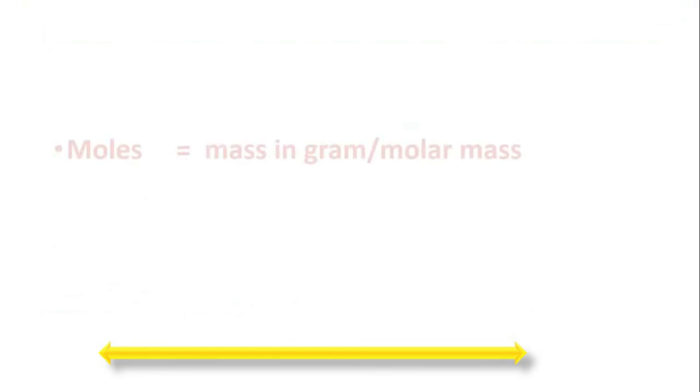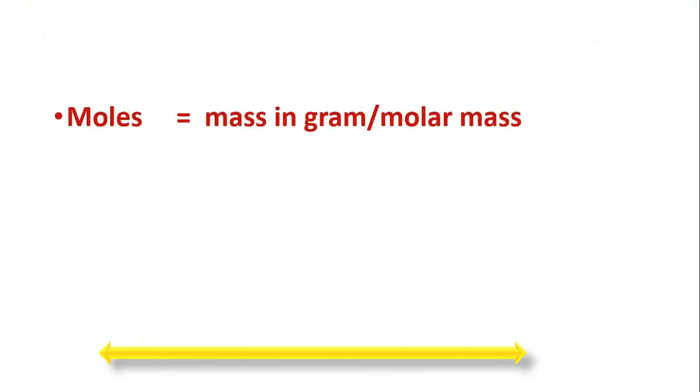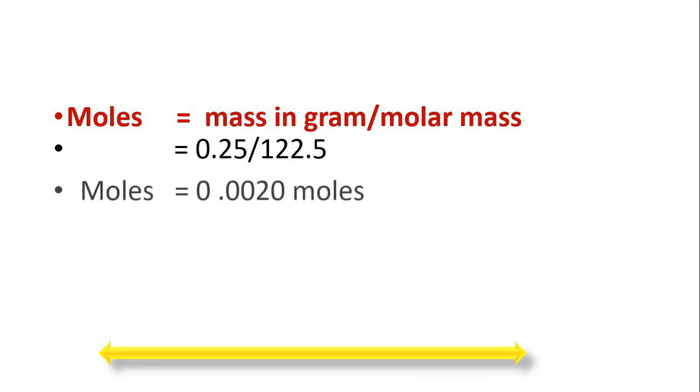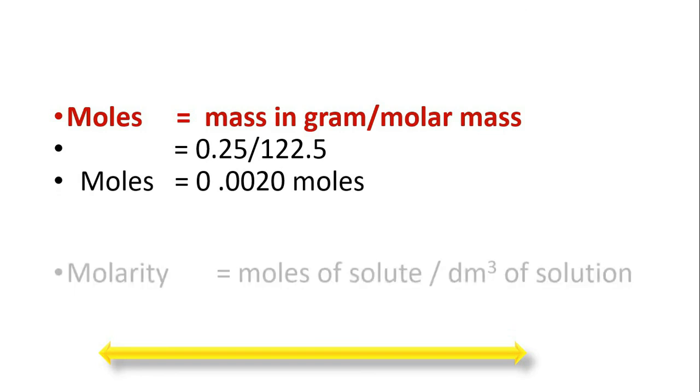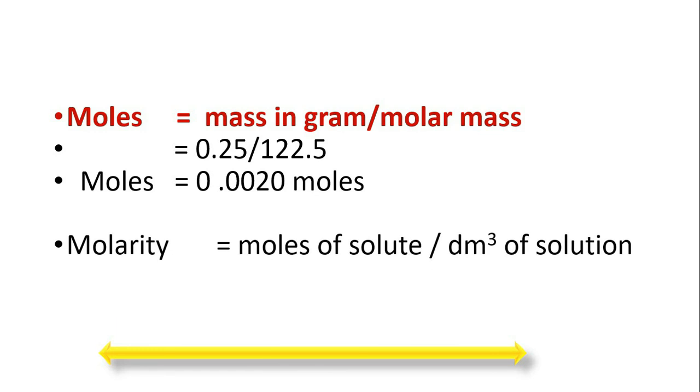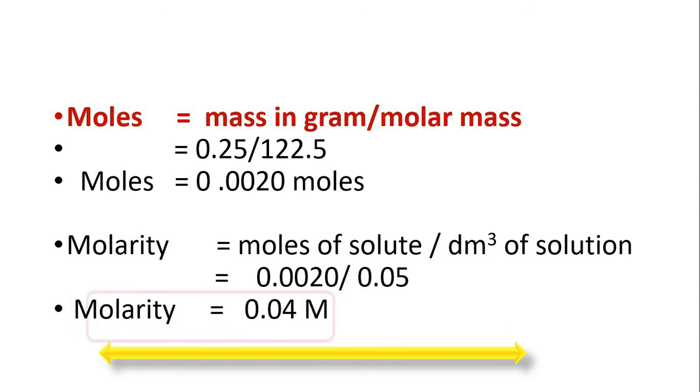Moles is equal to mass in gram divided by molar mass. Mass given is 0.25. The molar mass of potassium chlorate is 122.5. So by this we get the number of moles equal to 0.0020 moles. Now molarity. Molarity is equal to moles of solute divided by dm³ of solution. Now we can put the values in the molarity formula. In this way we get the molarity 0.04 molar.